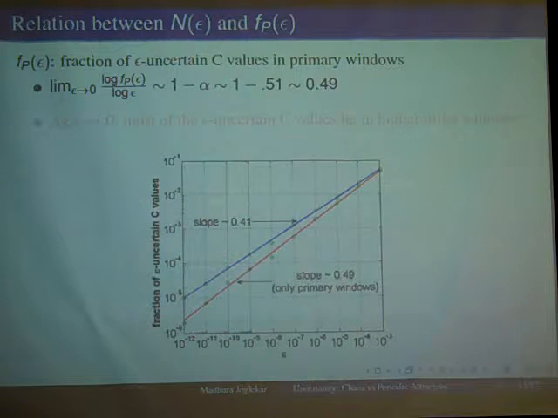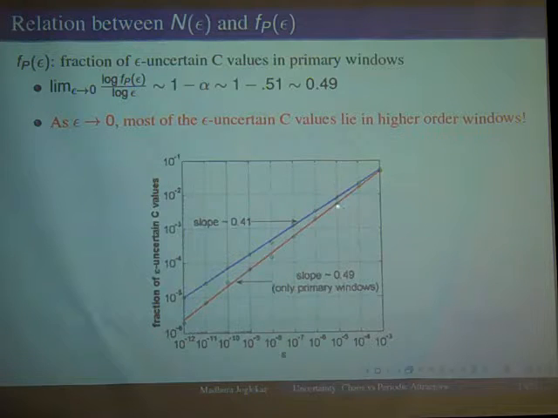So we did repeat this experiment, and as expected we got a graph of slope 0.49. And this is interesting because it indicates that as epsilon takes smaller and smaller values, the distance between these two lines goes on increasing. So as epsilon tends to 0, a randomly chosen C value that is epsilon uncertain does not lie in a primary window but in a higher order window. So as epsilon goes to 0, most of the epsilon uncertain C values lie in higher order windows.